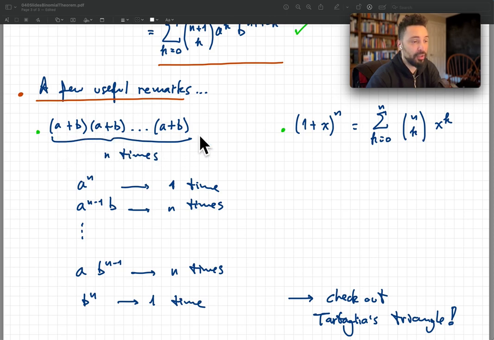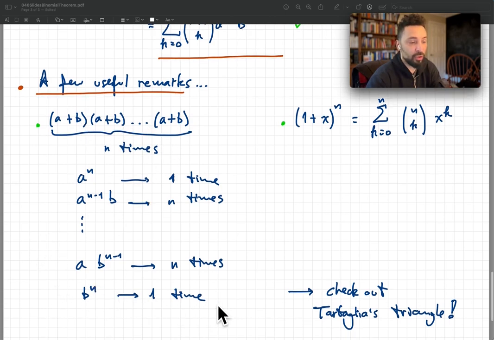Well, the maximum number of b's that you could pick is, of course, n. And the only way to do that is to pick b here and b here and b here and b all the way at the end. And that's just b to the n. And there's only one way to do that.